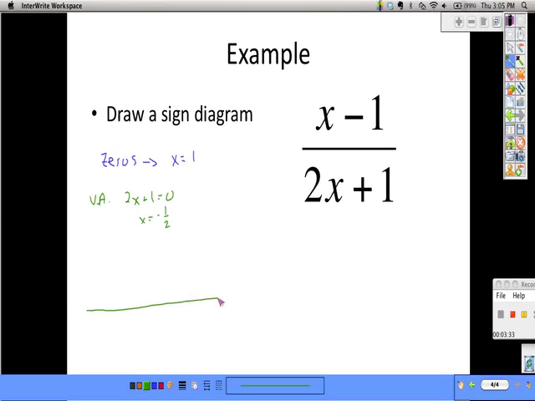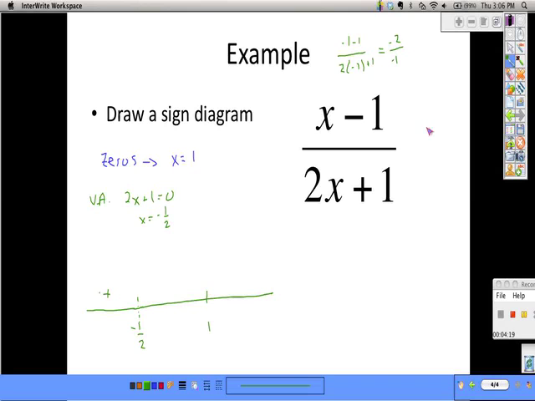So I'm going to draw my number line. I'm going to put a 1 and a negative 1/2. At negative 1/2 though, remember this is an asymptote, not a value in the function. Now we plug a value in each one of these intervals. So negative 1, if I plug negative 1 in here, we get negative 2 over 1, negative 2. Take that back, positive 2.